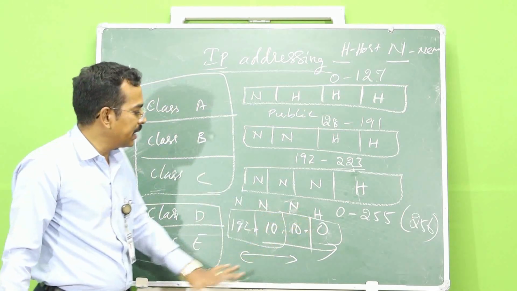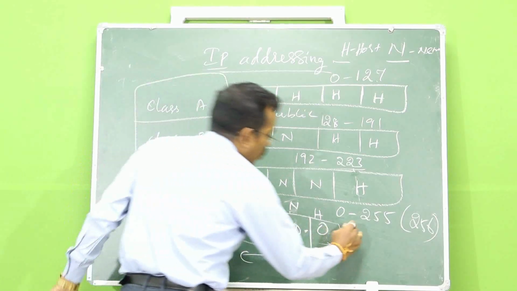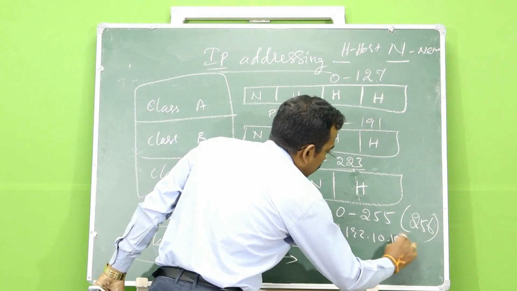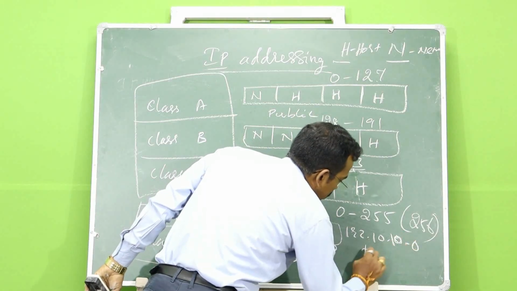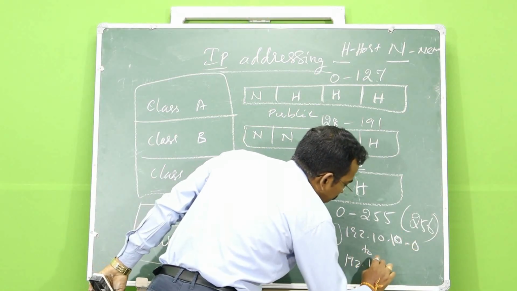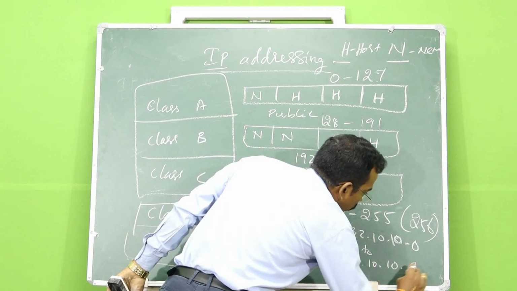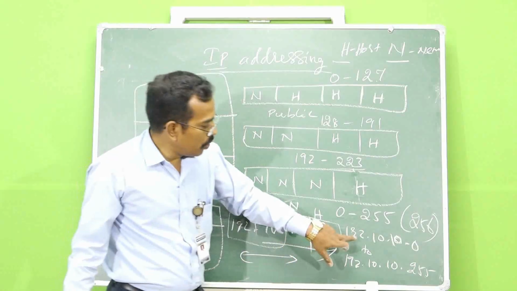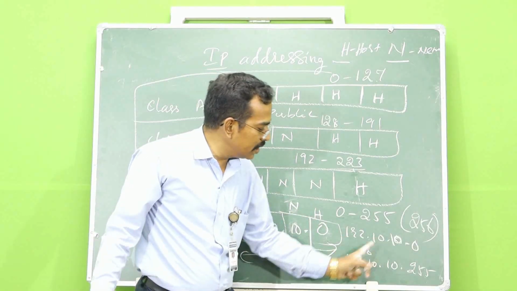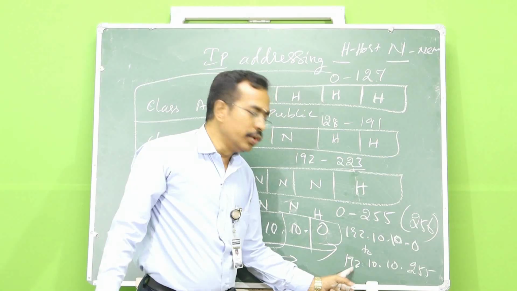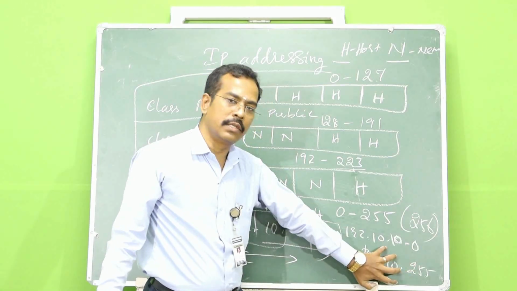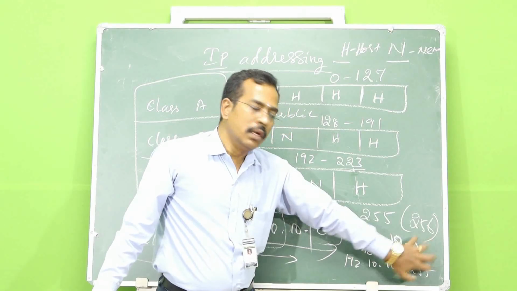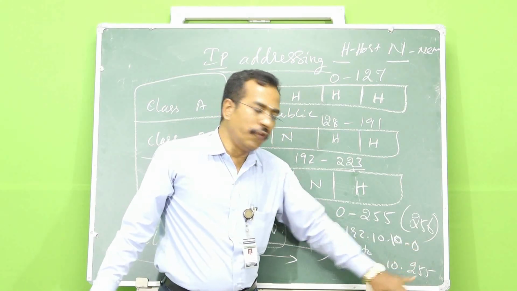So now I can assign the IP address from 192.10.10.0 to 192.10.10.255, as I told you, that is 0 to 255, right? So for 192.10.10, I can't change this 10.10. I can't touch this. Only this last 8-bit alone I can vary. So it starts from 0 to 255.